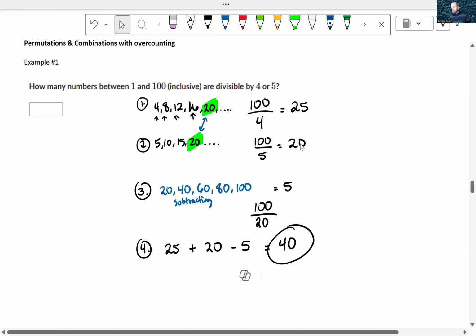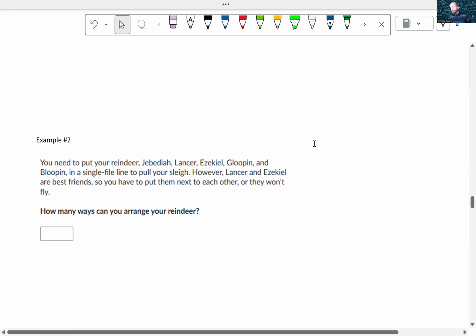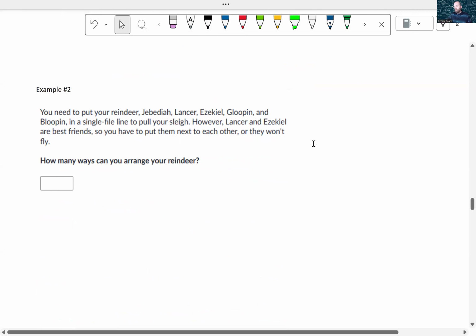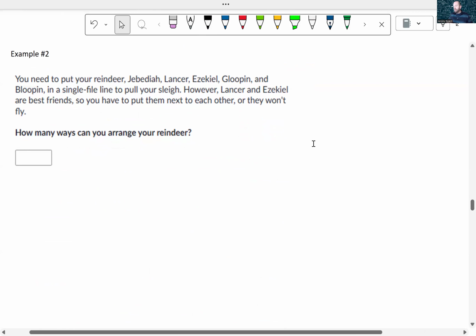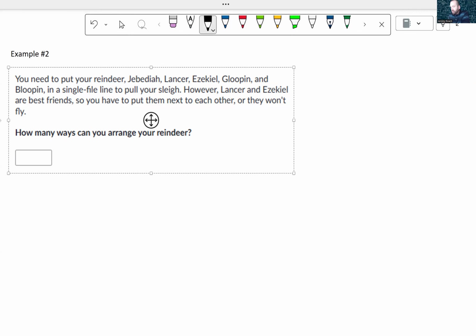All right, let's look at a different one without numbers. This time it says we have these reindeer that we have to put in order: Jebediah, Lancer, Ezekiel, Glupin, and Blupin. And we have to put them in this single file line to pull a sleigh. Lancer and Ezekiel are best friends, so you have to put them next to each other or they won't fly.